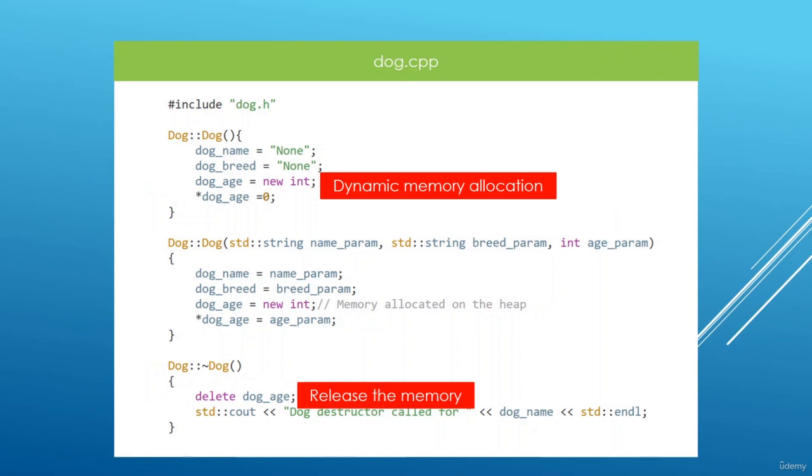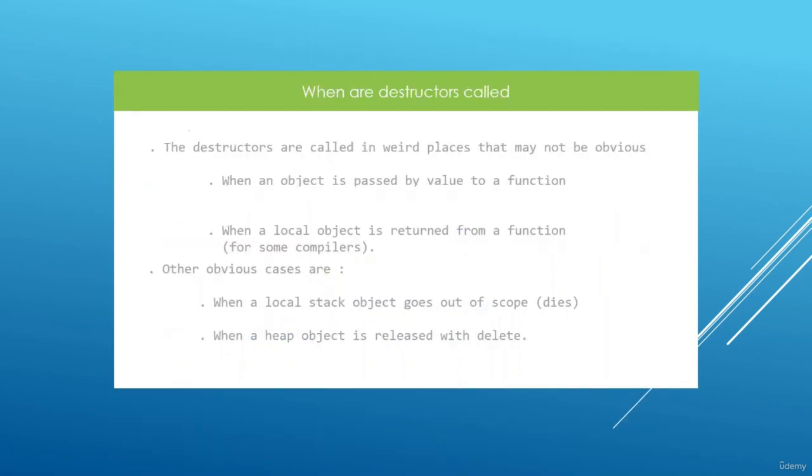So you might ask, when are destructors really called? We are going to start by looking at obvious cases here. For example, when a local stack object goes out of scope, the destructor is going to be called because that object is going to be wiped out from memory. So this is an obvious case in which the compiler will need to call a destructor. Also, when a heap object is released from memory using delete, the destructor is also going to be called.